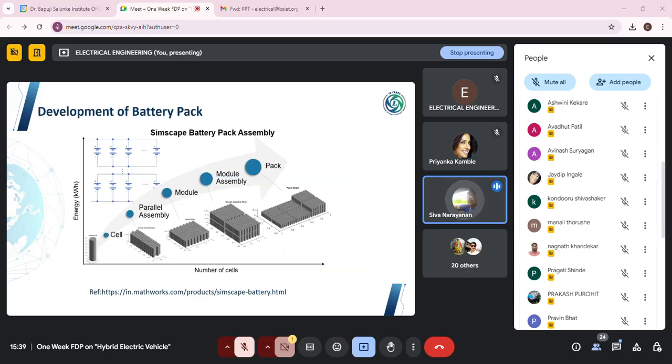This is the diagram which I have taken from MATLAB. There you can find how a battery pack is formed. Initially there is the cell. The cells are arranged in parallel, and from that parallel arrangement they form the module, and then these modules are arranged in series and parallel to form the pack. As you can see on the x-axis and y-axis, when the number of cells increases, the energy also increases. This is the idea behind forming the battery pack. Next slide.